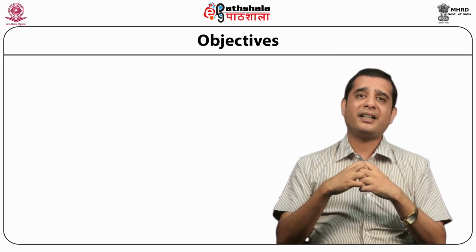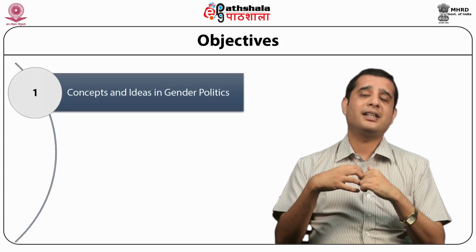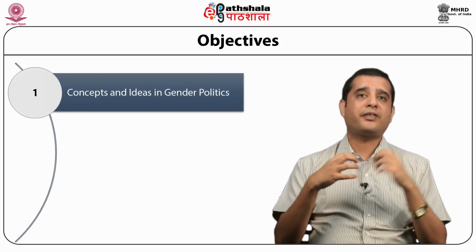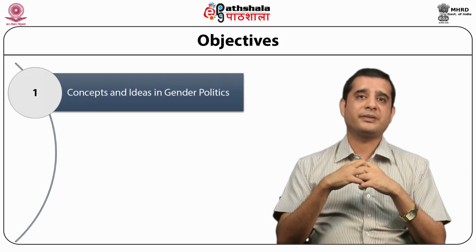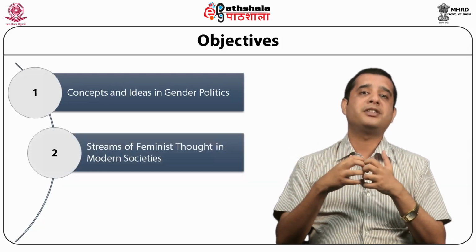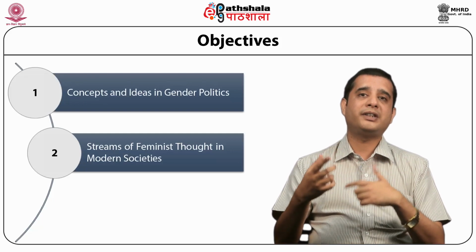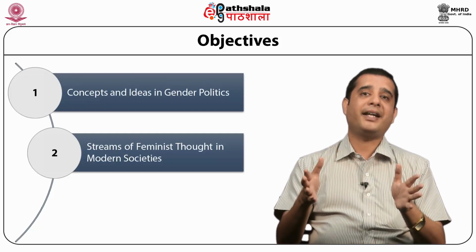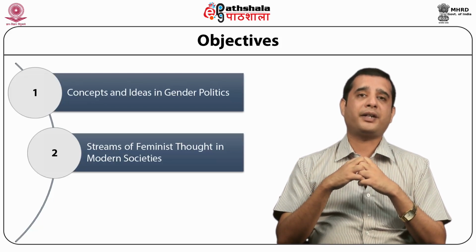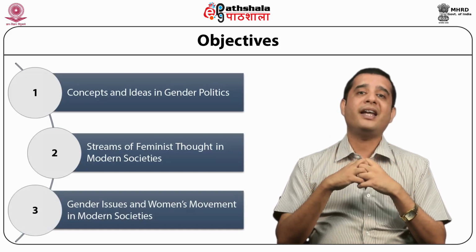The first objective is that we are going to learn about the main concepts and ideas in gender politics. Some of the ideas have already been mentioned in the introductory part. What we are going to do is that I am going to elaborate these concepts and ideas. The second important theme that we are going to discuss in this module is the different streams of feminist thought in modern societies. Related to the thought and philosophy, we are also going to see how movements claimed different types of rights for women. The third important aspect of discussion would be certain important gender issues that are pertinent to the women's movement in modern societies.